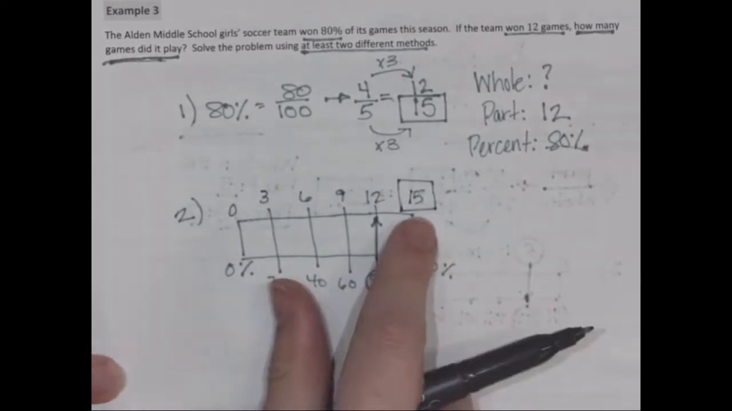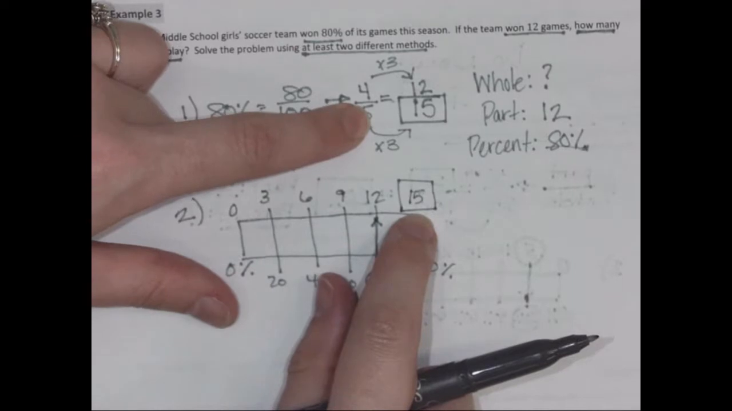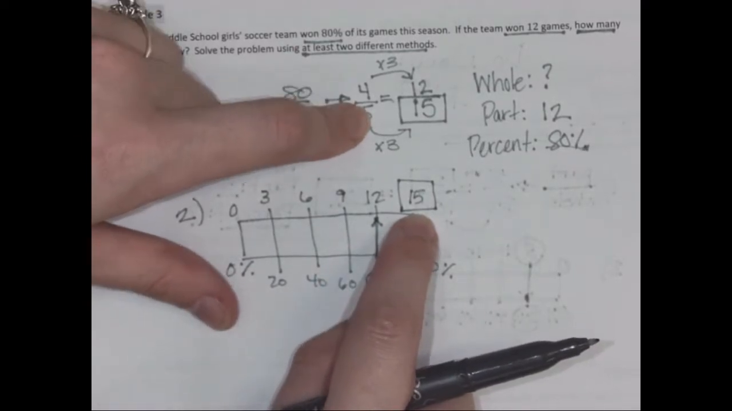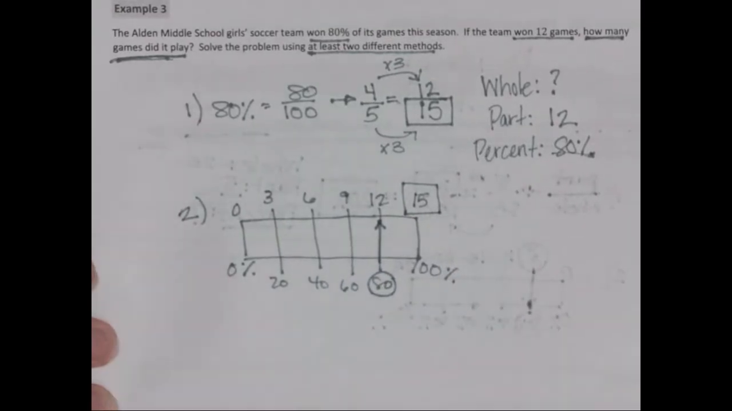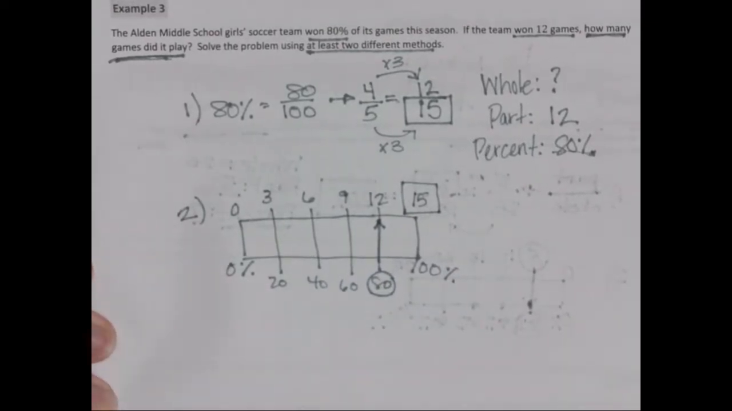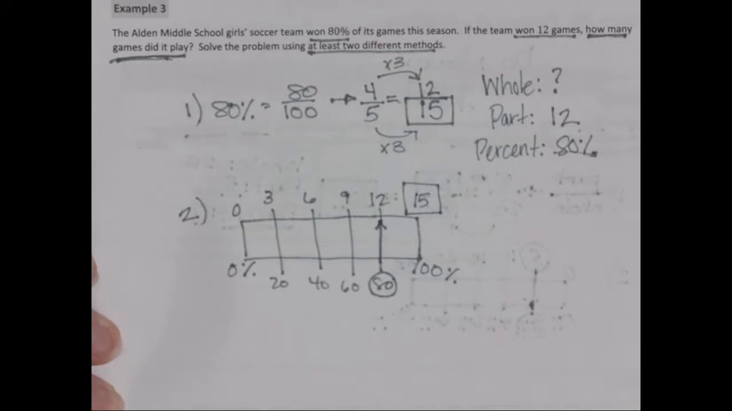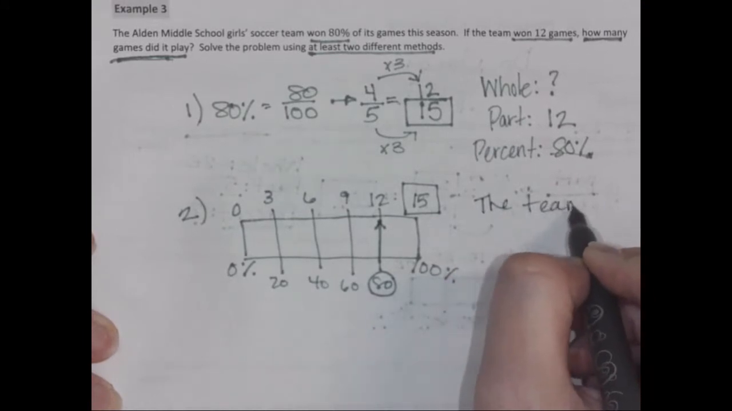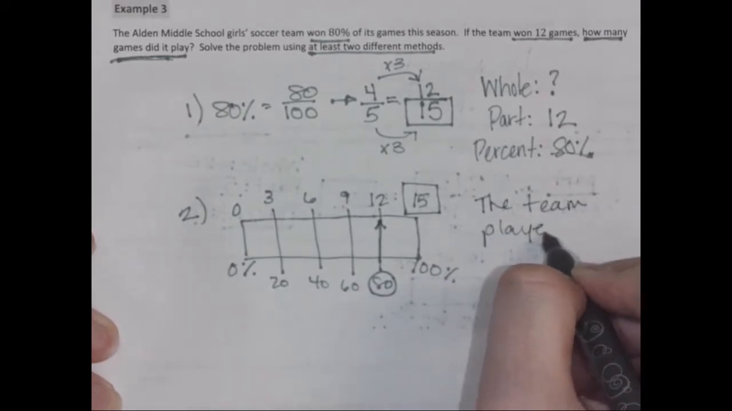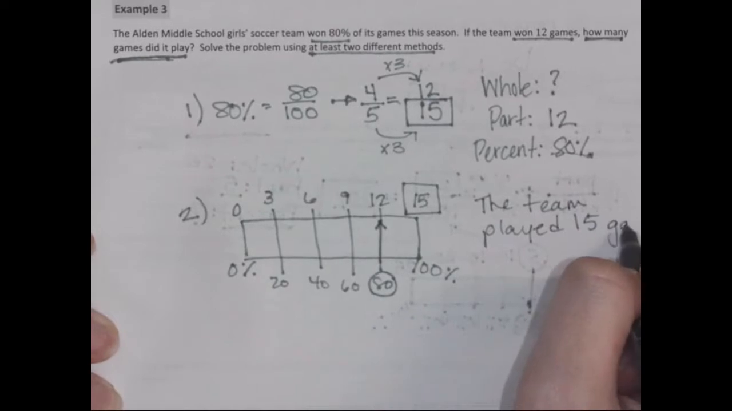Yay. So yes, we found the same answer both ways. We can be pretty confident that it's correct. So if I want to write this as a complete sentence, how many games did the team play? How do I write that as a complete sentence, Leilani? The team played 15 games.